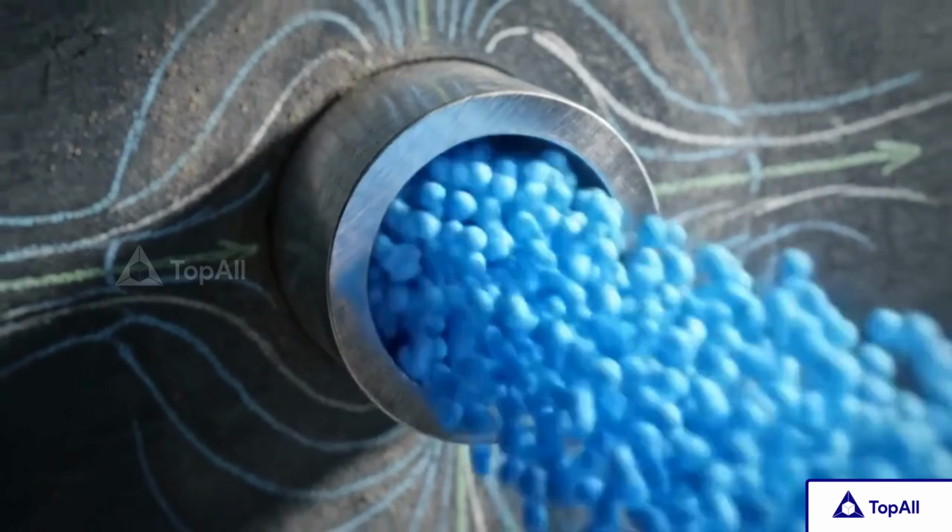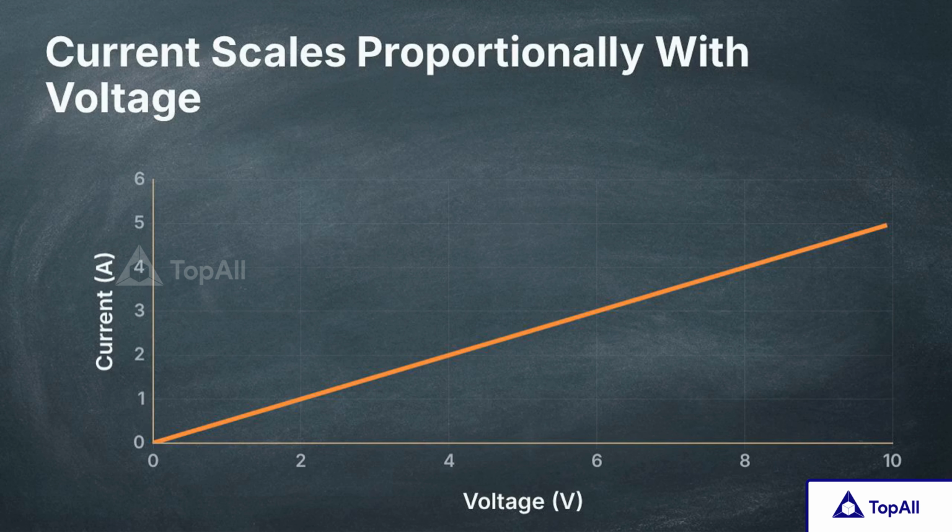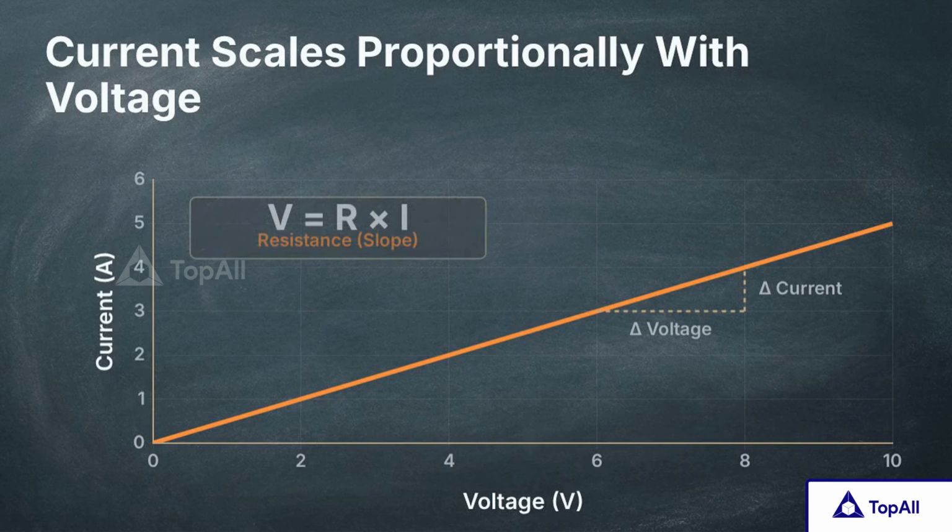inside a wire. This chart shows voltage on the x-axis and current on the y-axis. In 1828, G.S. Ohm mapped this relationship and discovered that for many conductors, current increases proportionally with potential difference, drawing a straight line. The constant of proportionality that determines the slope of this line is resistance. This relationship is expressed as V equals R times I.